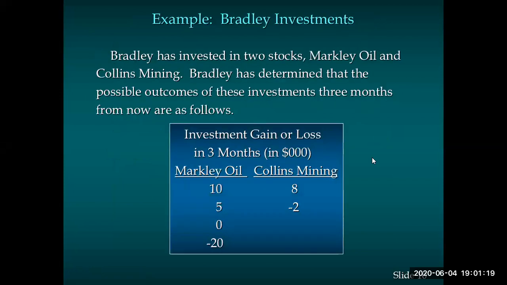Well, this example is about an investment idea. Bradley has invested in 2 stocks, in the Markley Oil and the Collins Mining. Okay, and they have determined the possible outcomes there. So Markley Oil has 4 possibilities and Collins Mining has 2 possibilities of gain or loss. When you're in the stock markets, usually this kind of data is very easy to find. Your broker or the account that you're maintaining can give you that kind of information.